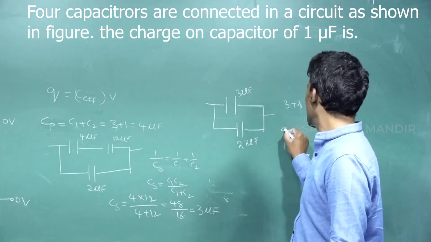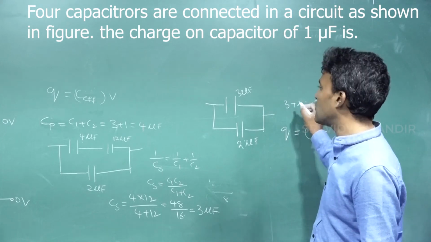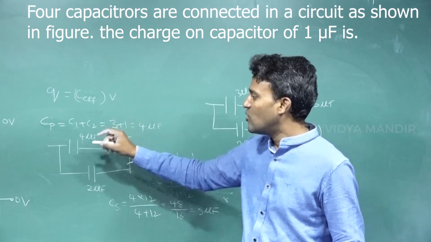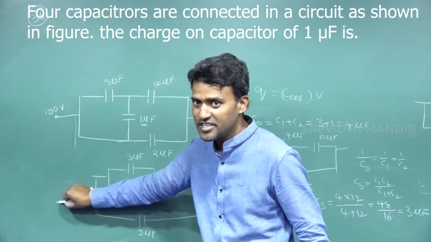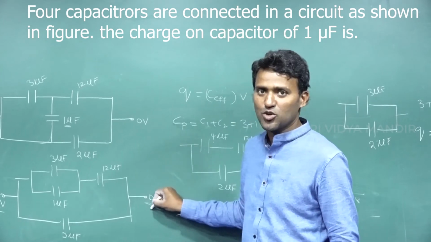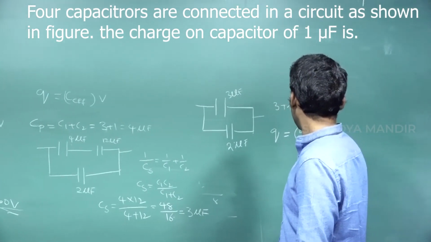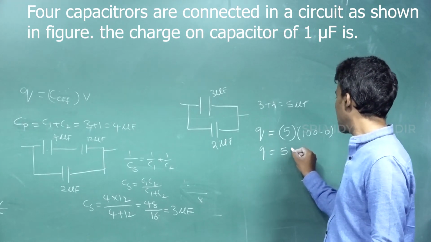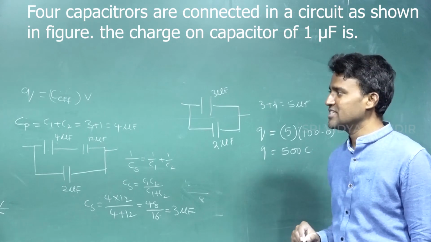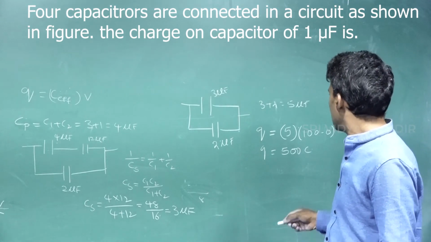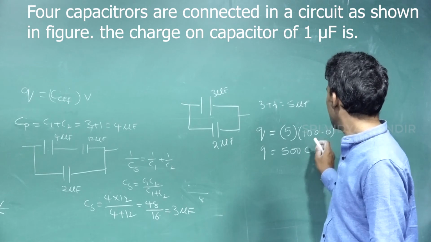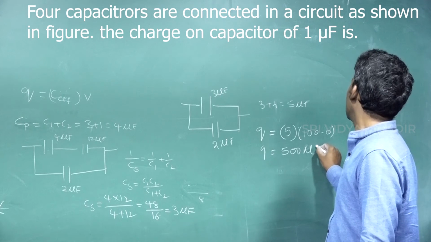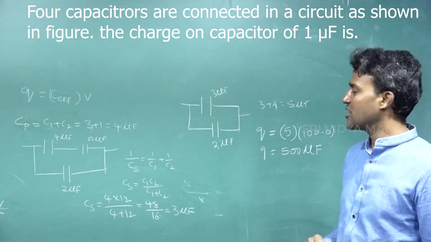Substitute this: Q is equal to C effective times the voltage, which is 5 into voltage. The voltage is 100 on one side and 0 on the other, so 100 minus 0 is 100. So the total charge is 500 microcoulomb, using 5 microfarad as the resultant.